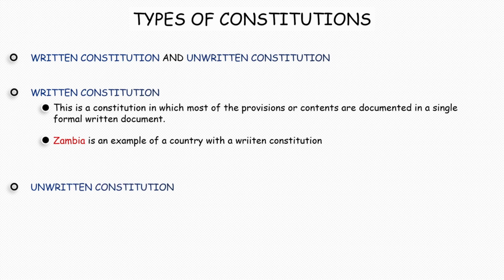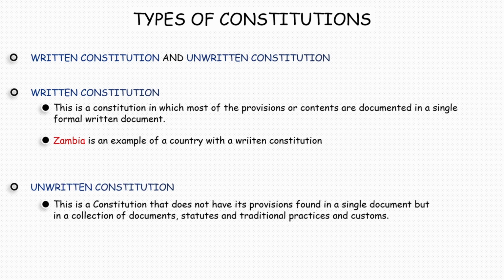And then what is an unwritten constitution? So it's the opposite. This is a constitution that does not have its provisions found in a single document, but in a collection of documents, statutes, and traditional practices and customs. So it's simply the opposite of a written constitution. So Britain is an example of a country with an unwritten constitution.